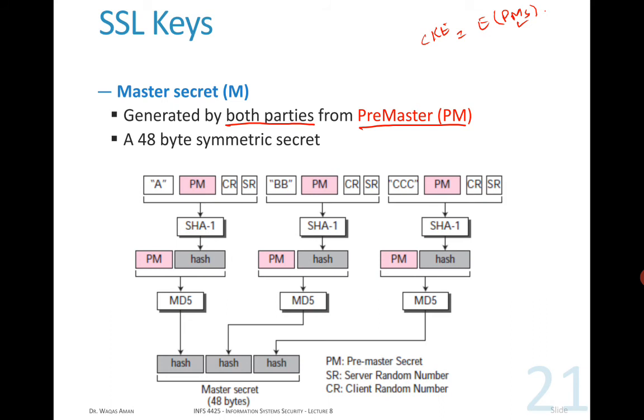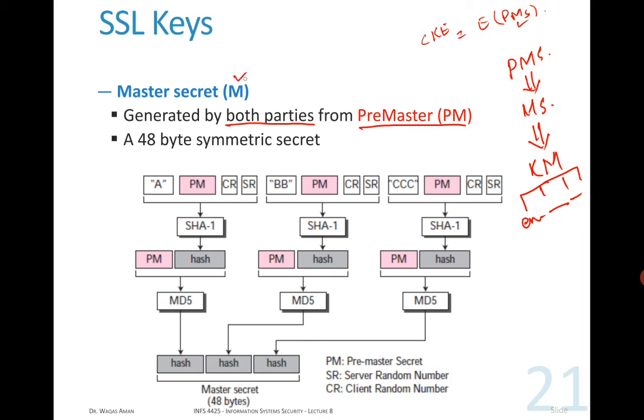Now, when both have this PMS, from this PMS they derive what? First, the master secret. This master secret is again used to derive the key material, and then we use this key material for different purposes, for encryption, decryption, to achieve security objectives.